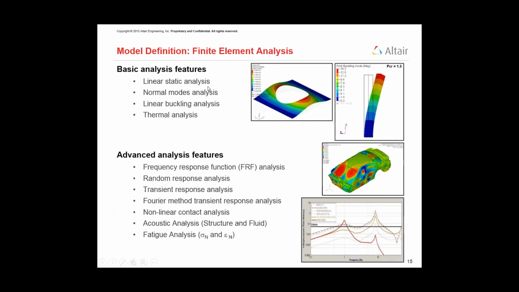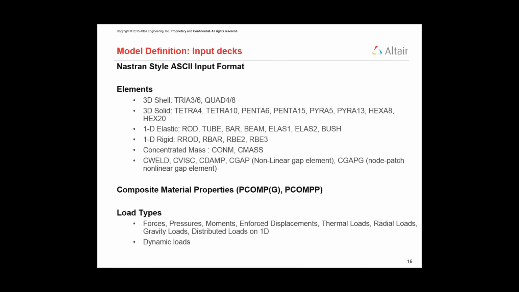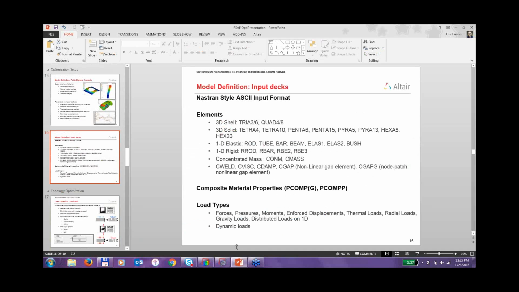But essentially, I just wanted to show you that optimization can be done with any of the different types of analyses that OptiStruct can run. The basic analysis, linear, static, normal modes, buckling, and thermal, and some advanced frequency response, random response. Any analysis that OptiStruct can run as a linear static solver can be used in an optimization. And we also can optimize any of these types of entities, solids, shells, 1D elements, using pressures, forces, moments, and force displacement. So all of these things can be utilized in an optimization. But enough of the slides for right now. Slides are boring.